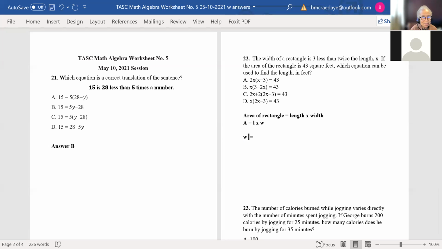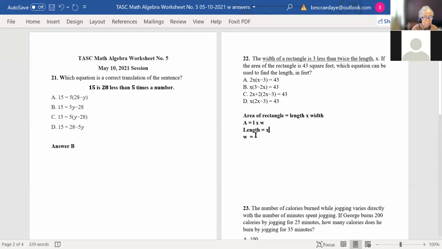When you put W, W equals what? The width, 3 less than twice the length, and the length is called X. Right? The length is called X. Notice they told you then twice the length X. So let's just put here length equals X. They told you that in the problem.